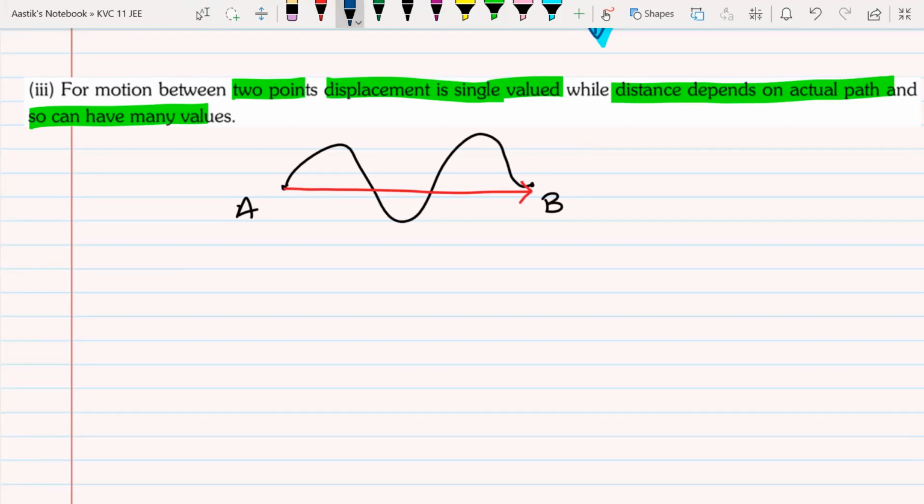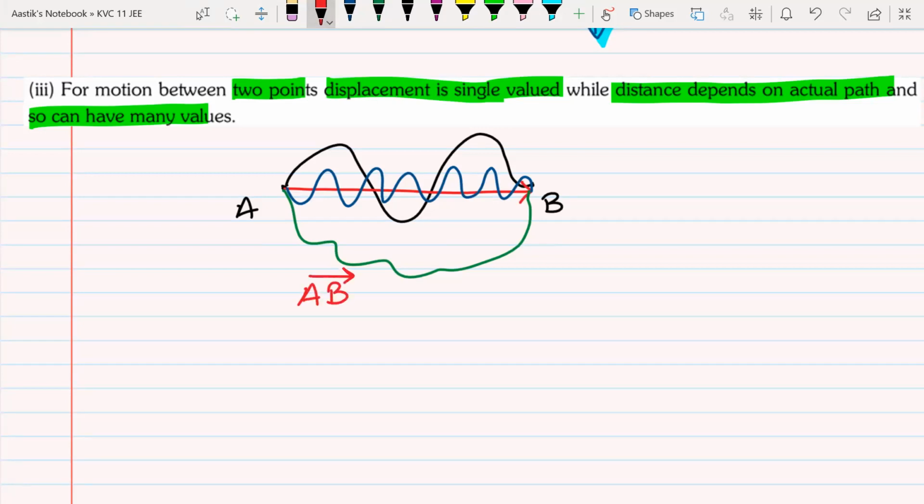If it goes in the black path, distance is different. If it goes in the blue path, distance is different. If it goes in the green path, distance is different. But in all the cases, displacement will be simply equal to AB vector. AB vector is the vector joining initial position to the final position. That would be the displacement in all the cases, no matter how the particle has gone. Do we understand this? Yes, sir.